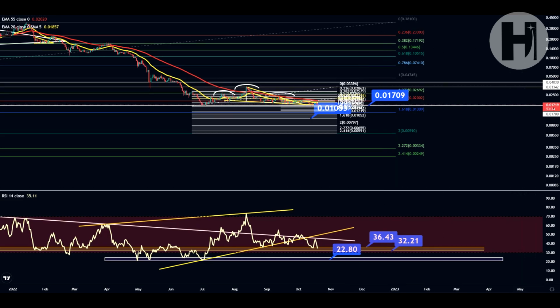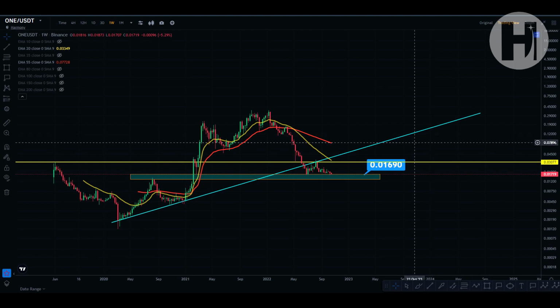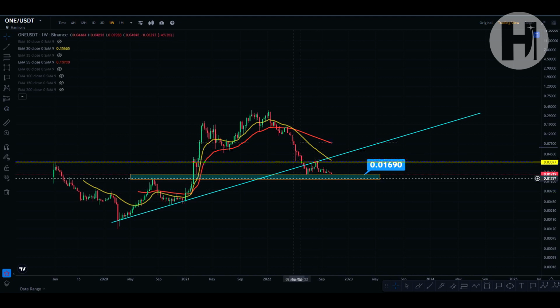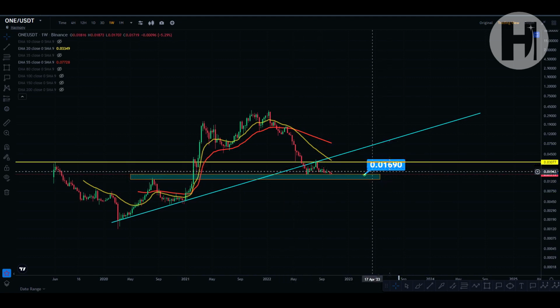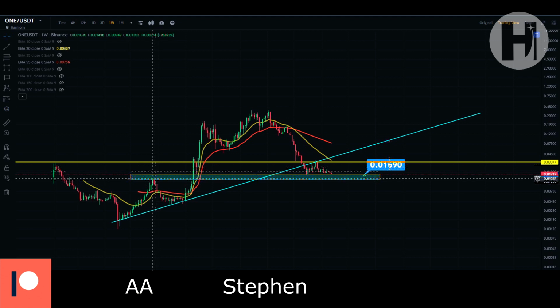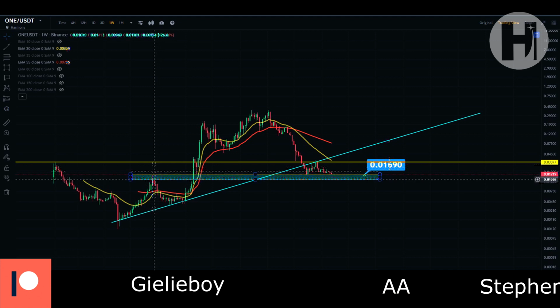Now let's switch over to the Binance website. Okay, switching over to the weekly chart. As you can see right now, we do have a support level here below 0.01690, and this is the high that we retested in August, or that we created in August.